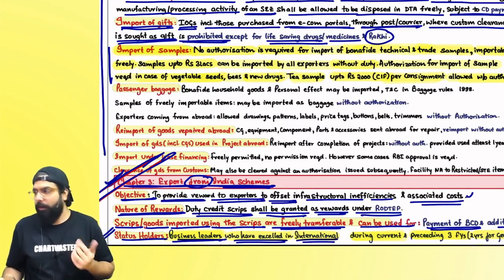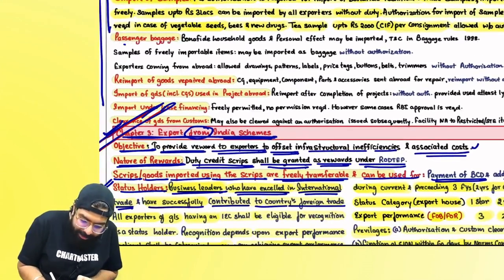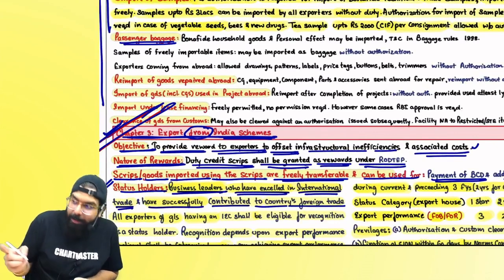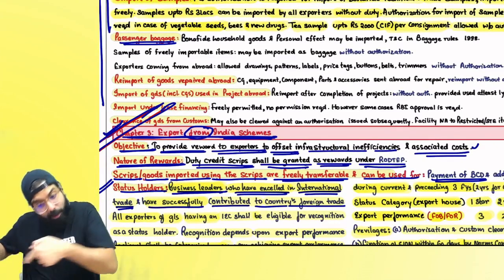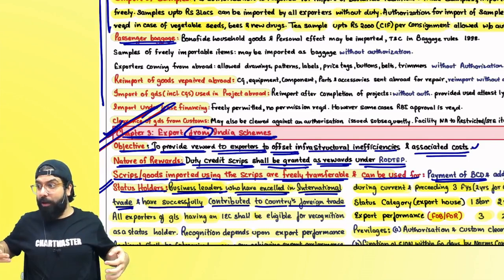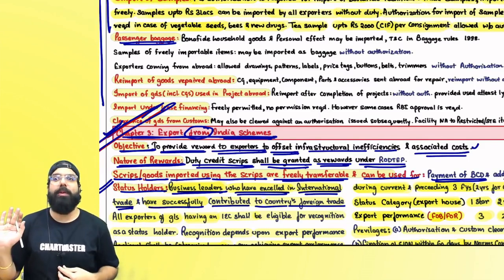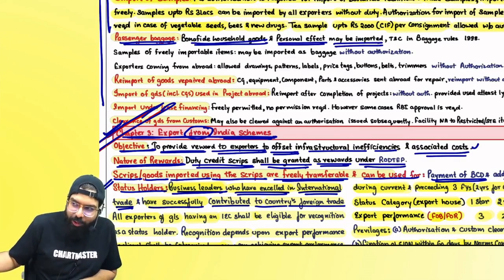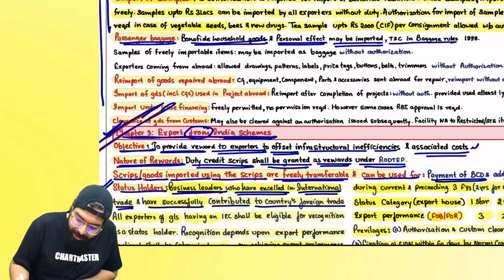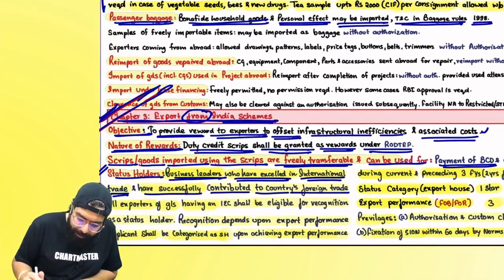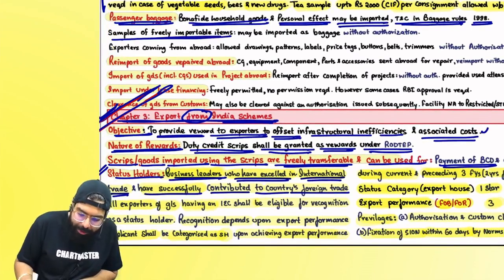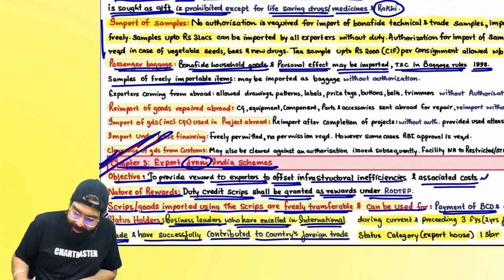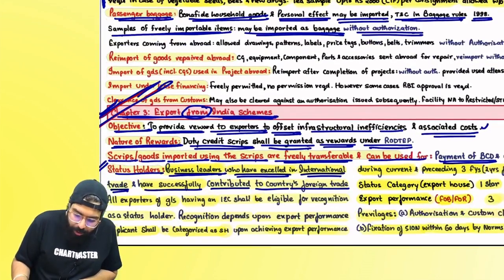Next, sir, passenger baggage. You remember what we learned in customs was followed from here only. That was the custom rules which were made. Bona fide household goods and personal effects may be imported, and that is why under customs rules we are allowed. Terms and conditions of the Baggage Rules 1998 are applicable. Samples of freely importable items, whatever is freely importable, may be imported in baggage without any authorization.